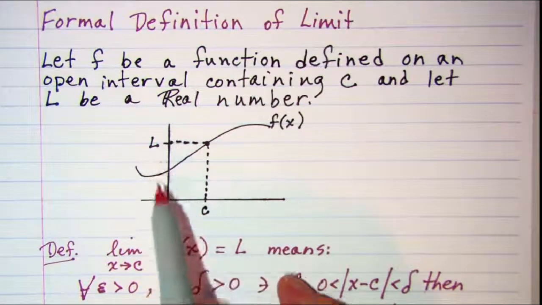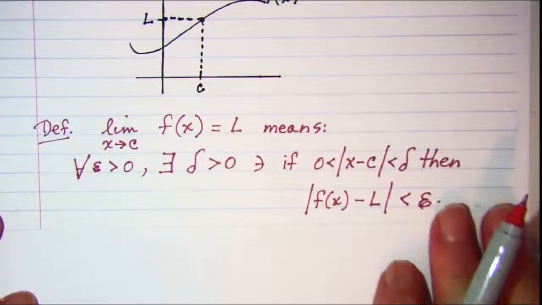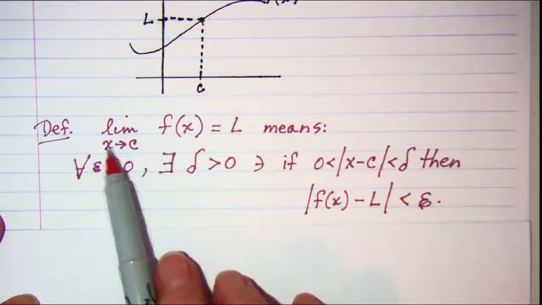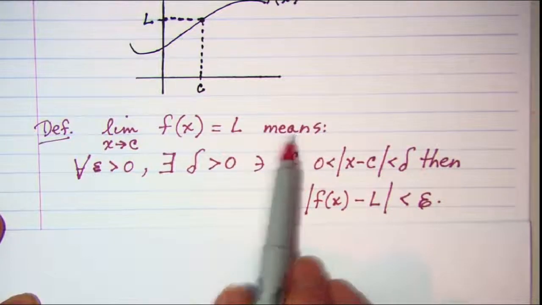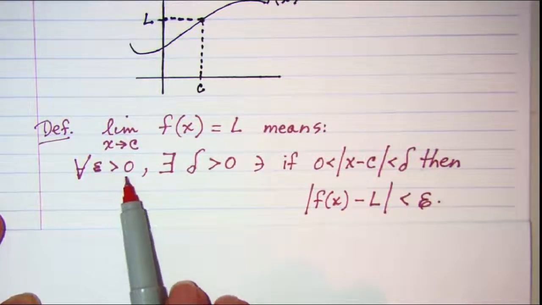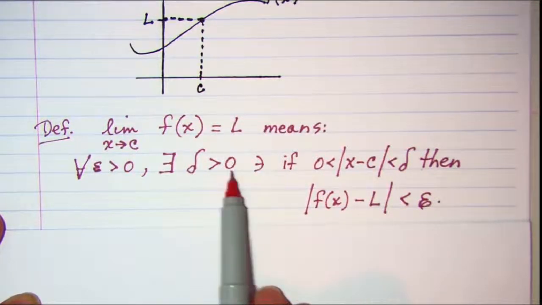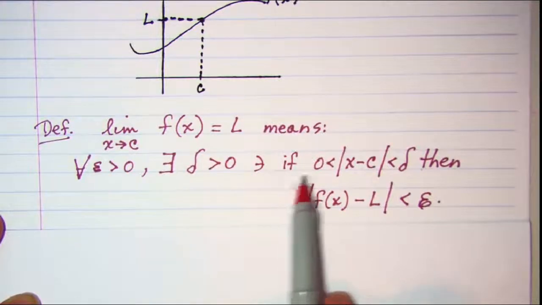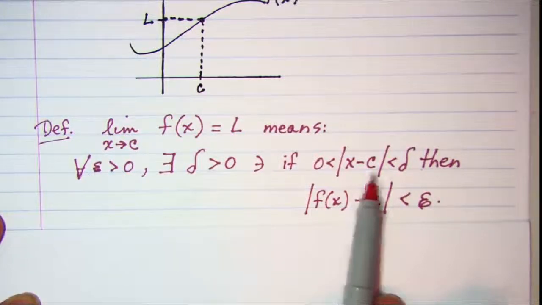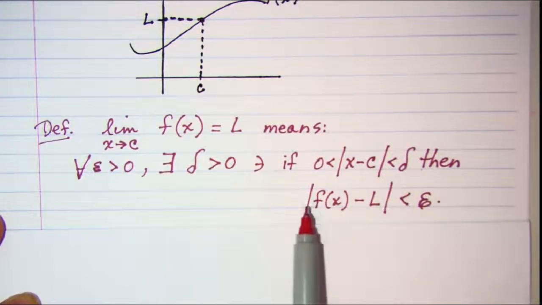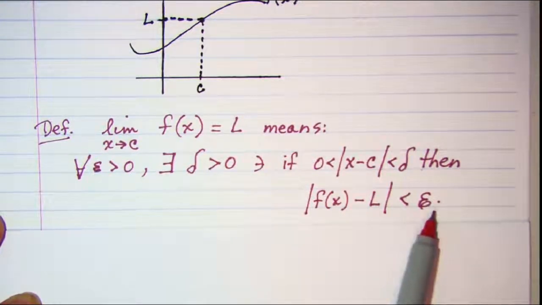constant on the y-axis. The formal definition for limit is the limit as x approaches c of f of x is equal to L means for every epsilon greater than 0, there exists a delta greater than 0 such that if 0 is less than the absolute value of x minus c, which is less than delta, then the absolute value of f of x minus L is less than epsilon.